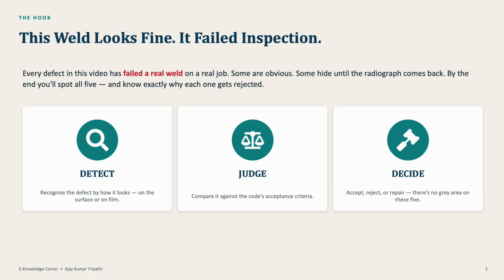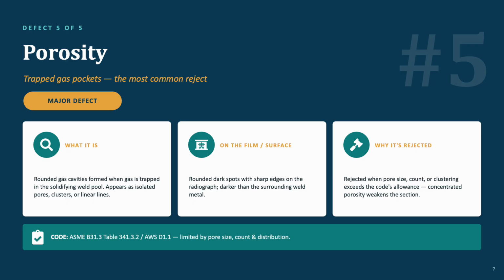So let's start the countdown. Number 5 is porosity. This is the most common defect you will see. Porosity is simply gas trapped in the weld as it solidifies. It shows as a dark spot on the film, darker than the surrounding weld. You will see it isolated, in clusters, or in a line.